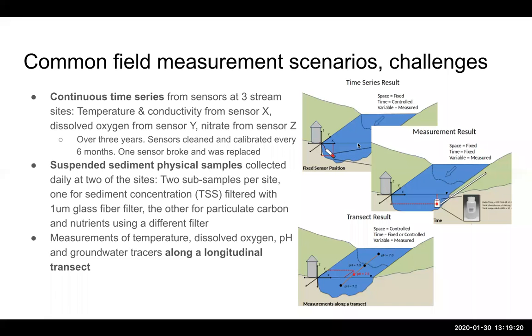So once you interpret the data, it's important for you to know that for half of that time series, you were using one type of sensor, and for the other half, a different one. But at the same time that you have the sensors deployed, you're also collecting suspended sediment physical samples at 2 of the sites, and you can only do it daily because those things take a lot of resources and time. So you go out there and bring your water bottle.